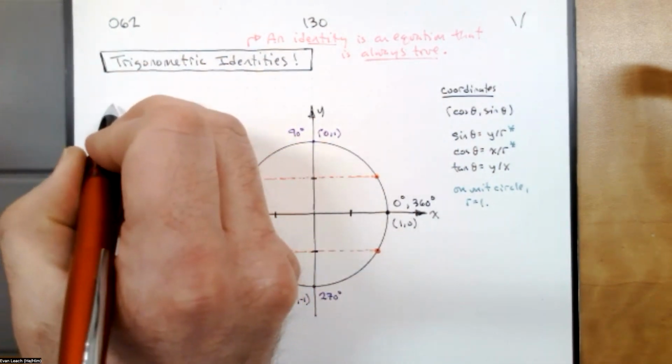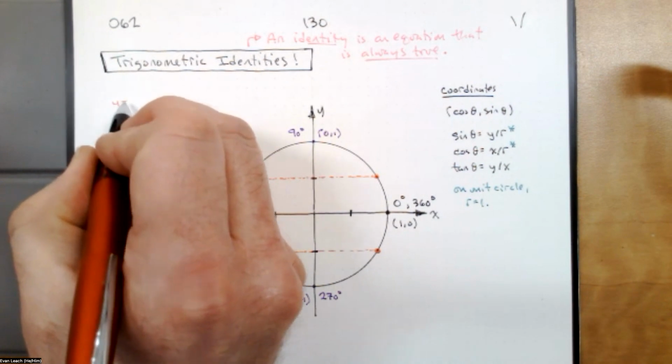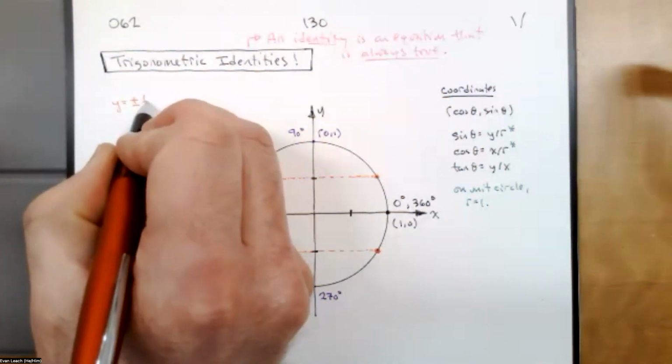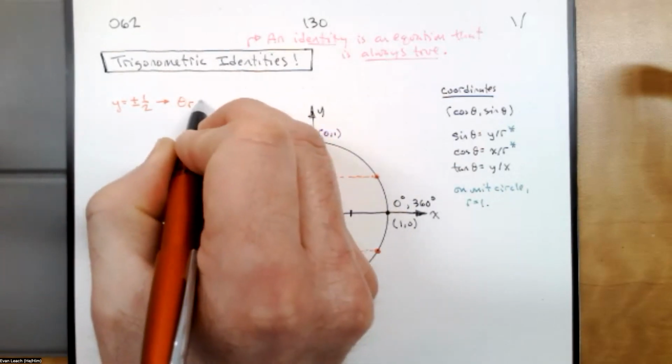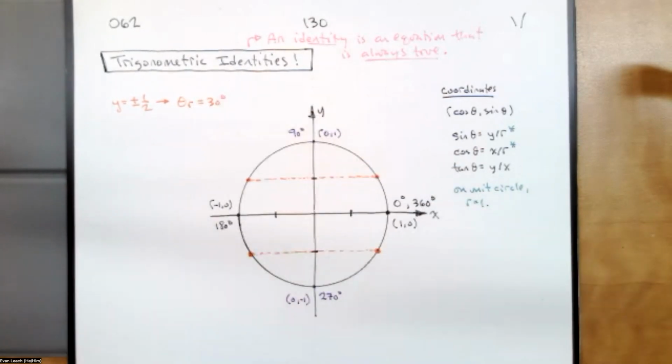So when y is equal to plus or minus 1/2, that corresponds to a reference angle of 30 degrees.